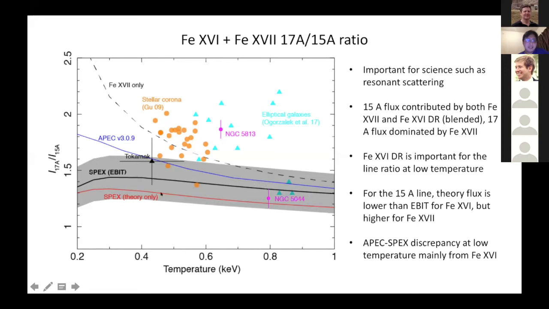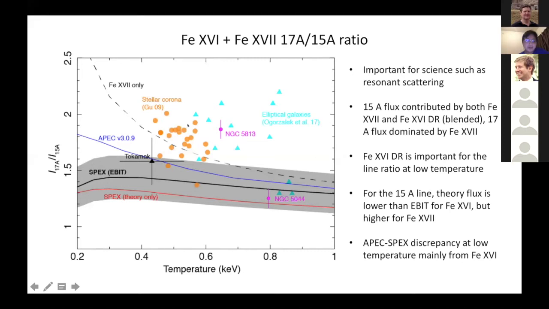And we also see the theory curve in red. It doesn't look too bad, but if you go to details, you can see the theory curve is off from the experimental rate for both the sodium-like iron and the neon-like. And it turned out that the theoretical biases for the sodium-like and the neon-like iron are in the opposite direction, so they partially canceled out. And the discrepancy between SPEX and APEC at low temperature is mainly from the sodium-like iron DR.